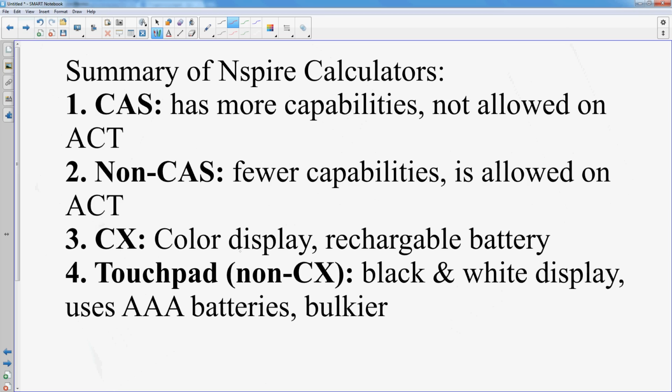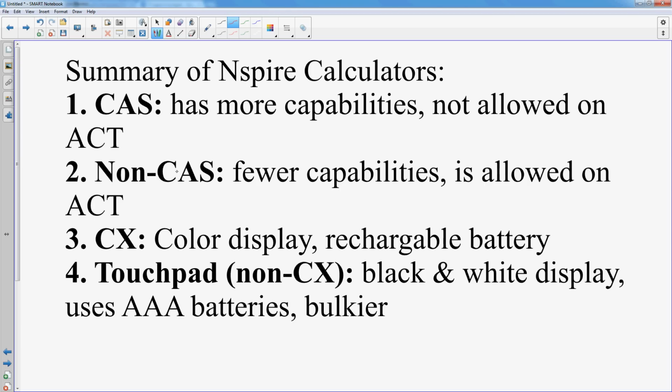Quick synopsis of the differences. The CAS has more capabilities. It is not allowed on the ACT. So if you're going to be taking the ACT and you need a calculator for that, then you might want to steer clear of the CAS. The non-CAS has fewer capabilities, but it is allowed on the ACT. Now, they're all allowed on the AP exam. So those of you who are taking my AP Calculus class, you don't have to worry about this calculator not being allowed on the AP exam. I'm certainly not going to ask you to get a calculator that you can't use on the AP exam.